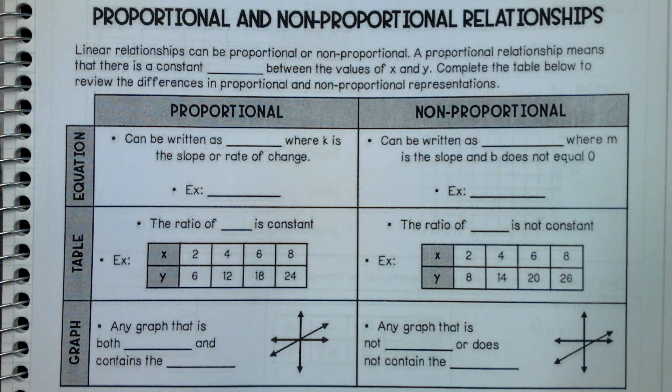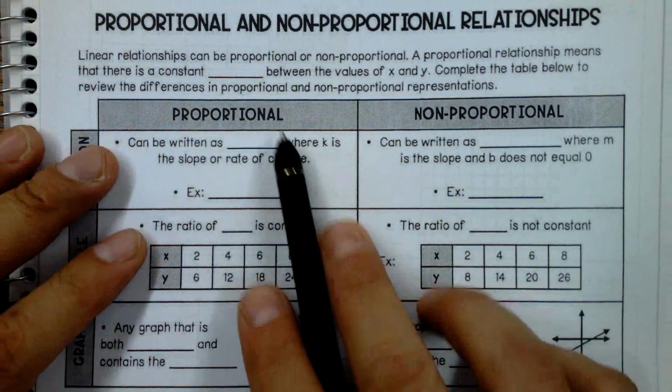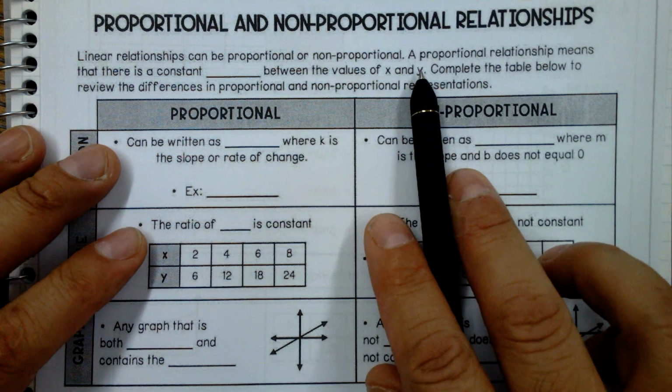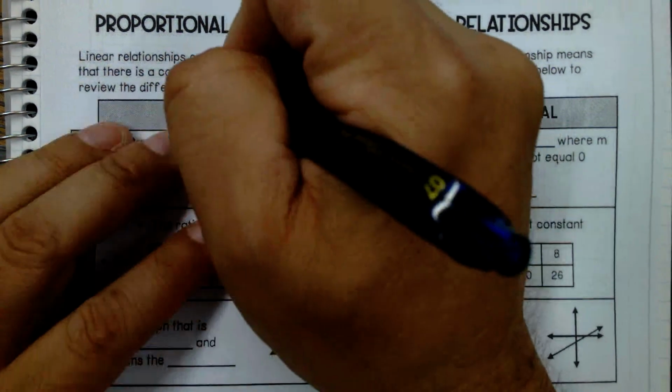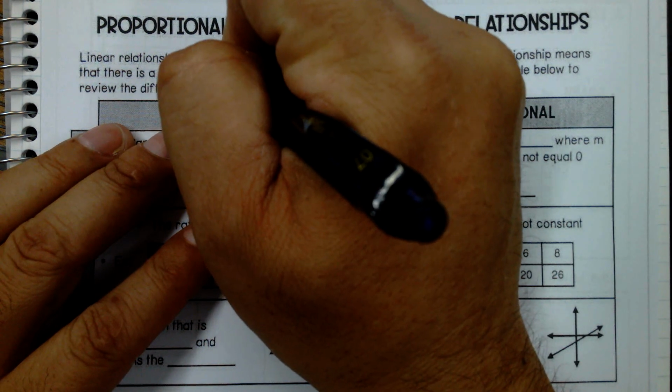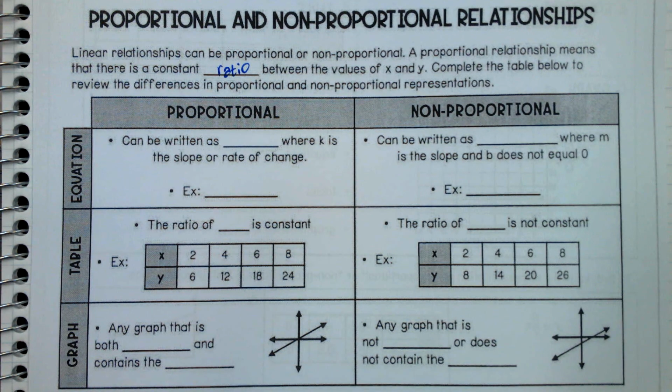Okay, so let's look into this. Linear relationships can be proportional or non-proportional. A proportional relationship means that there is a constant ratio between the values of x and y. Complete the table below. Review the difference in proportional and non-proportional relationships. Okay, we've looked at both.